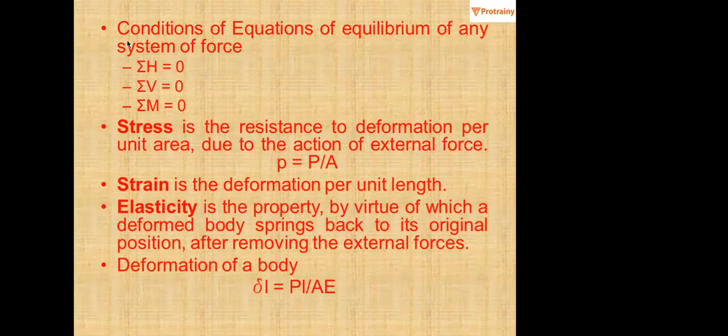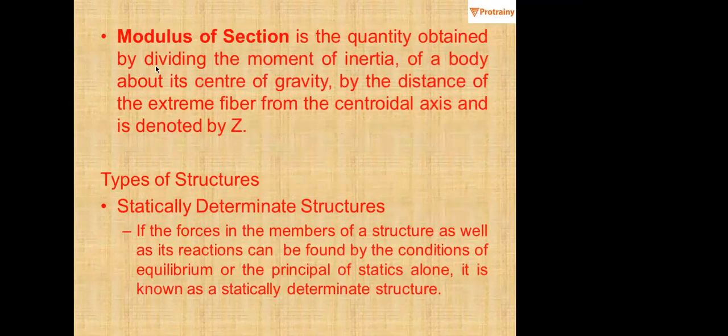Then comes modulus of section. Modulus of section is the quantity obtained by dividing the moment of inertia of a body about its center of gravity by the distance of the extreme fiber from the centroidal axis, and is denoted by Z. So that is modulus of section. If I want to define it properly right now, then I have to explain moment of inertia and so on, but we can't do it right now.